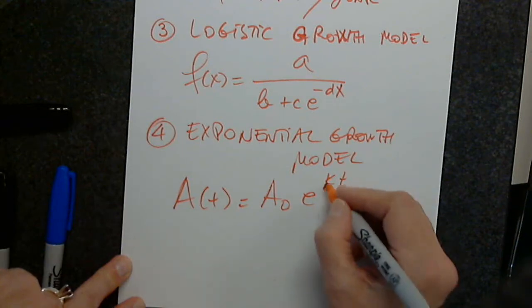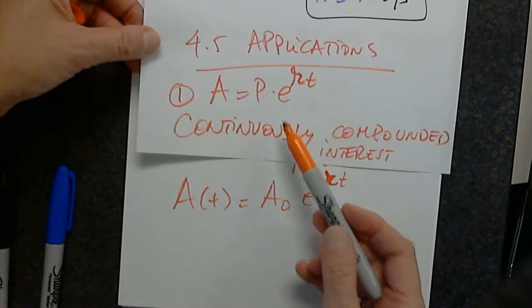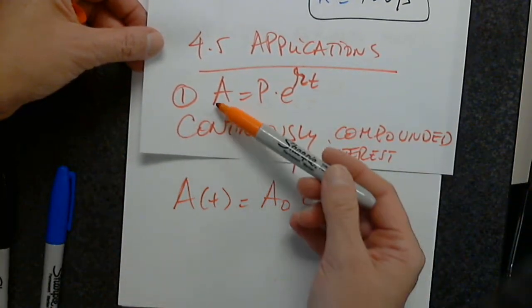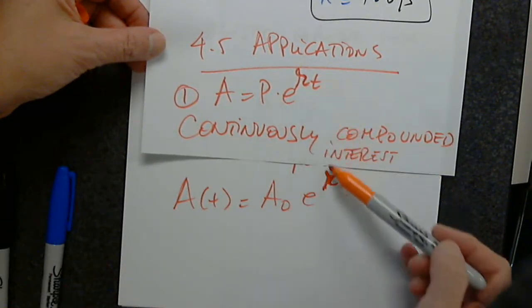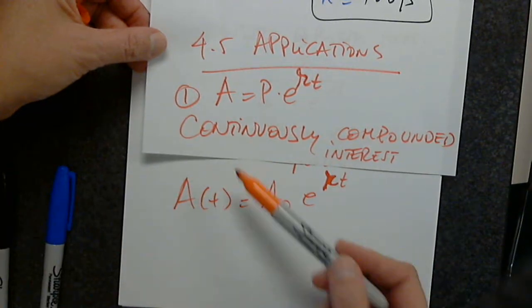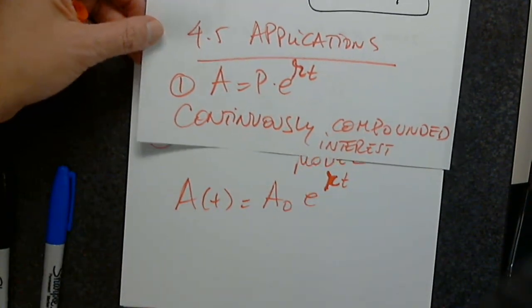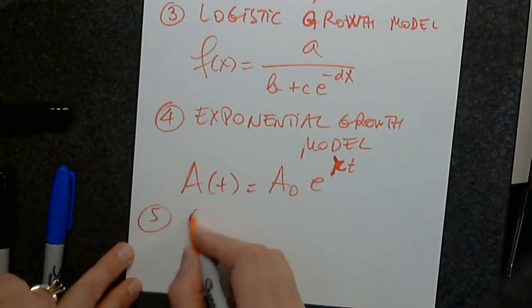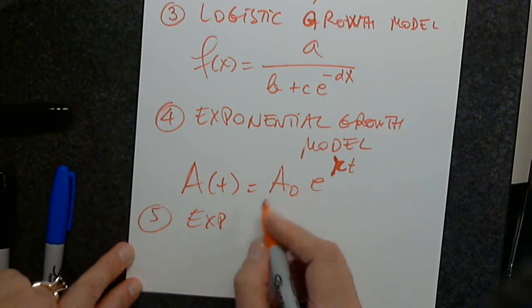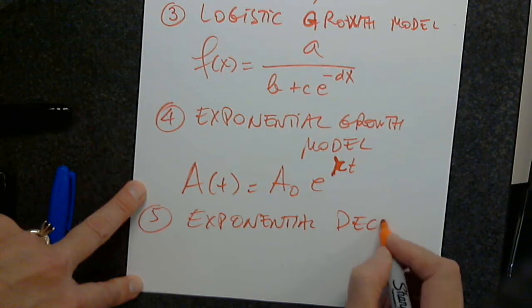Let me be consistent and use r in all places as the rate. Do you see any resemblance? Just a couple of letters are different. Same formula. The exponential growth model, and the last one, the exponential decay model.